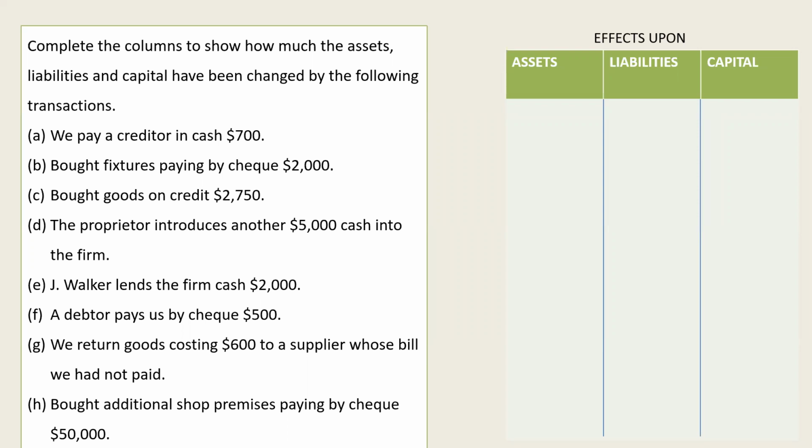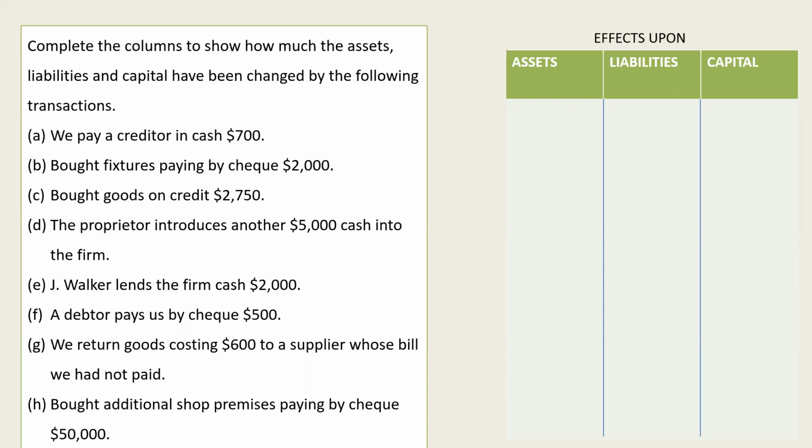C, bought goods on credit, $2,750. If you bought goods, obviously your stock is going to be increased because you bought goods. So that's a plus for the business. So under asset, you're going to put a plus $2,750, and you could put stock in color. It shows that goods came into the business, received those goods.